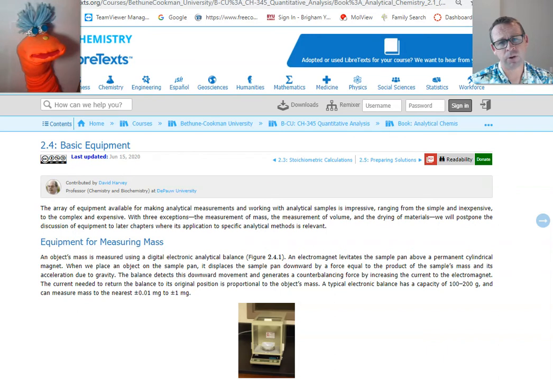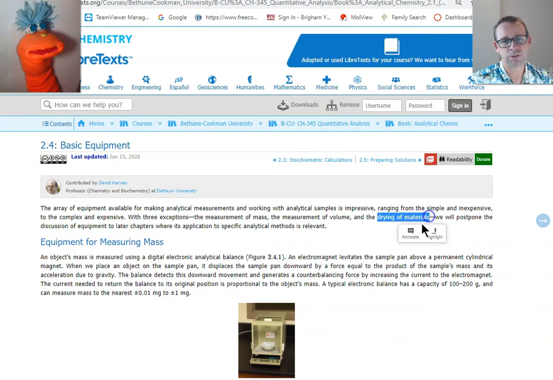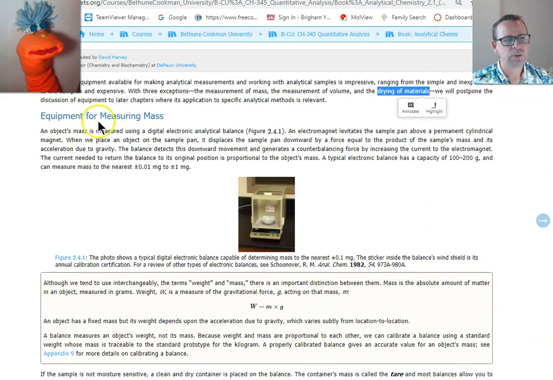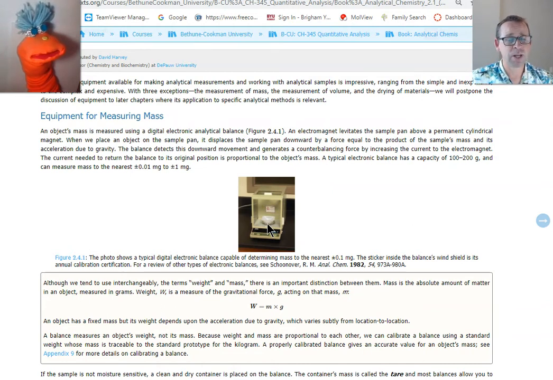In the lab, we're going to try to get involved with the equipment sooner. But in the class, we're going to focus mostly on mass of material and volume of material, and talk a little bit about the drying of materials. Okay? So, to measure mass, we have a balance. And you'll hear it in the lab everywhere, even me. I'll say, how much does it weigh? What's the weight of something, right?